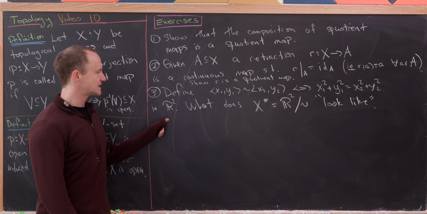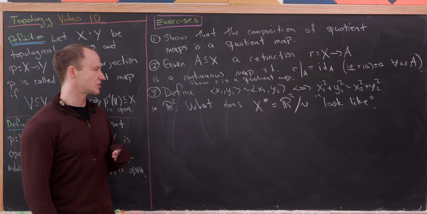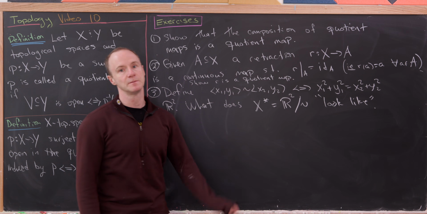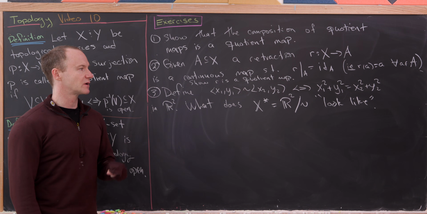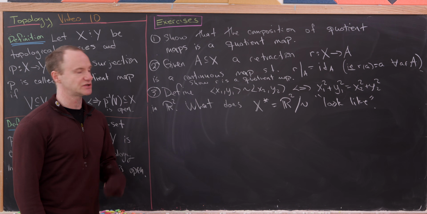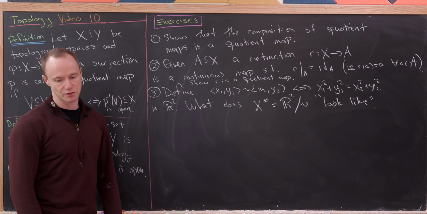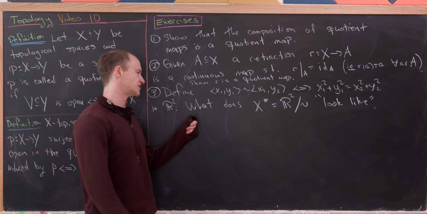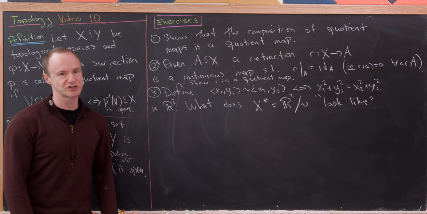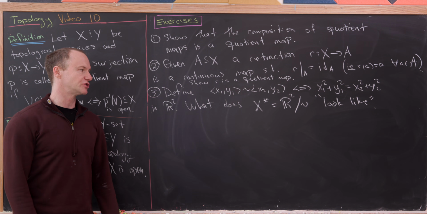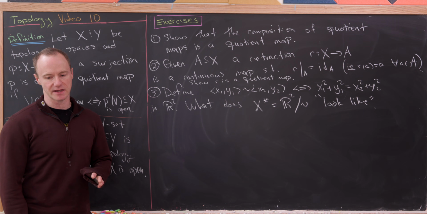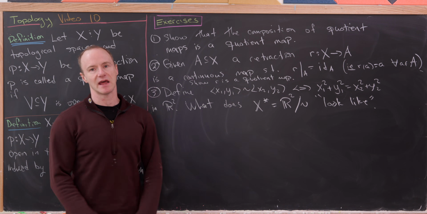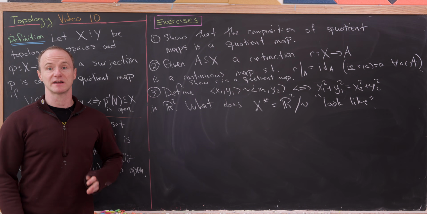Okay, so next up, let's define an equivalence relation on R2 by the following. So (x1, y1) is equivalent to (x2, y2) if and only if x1 squared plus y1 squared is x2 squared plus y2 squared. And then what you want to do here, this is kind of a soft question. So what does X star, which is the quotient space R2 mod tilde, look like? And then, what do some open sets look like in X star? And that's a good place to stop.